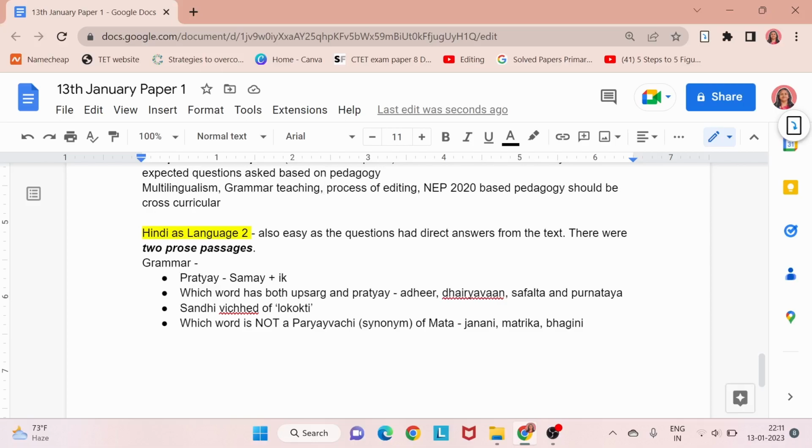Which word has both upsarg and pratyay? Now the options given were adhir, dhairyavan, safalta, and purnataya. I didn't find a word which had both upsarg and pratyay, but maybe my Hindi grammar is very poor. So if any of you know the correct answer, please put it in the comments below. There was Sandhi Vichhed of Lokokti, and which word is not a Paryayavachi of Mata. So there was Janani, Matrika, and one more, and there was this word Bhagini, which basically means sister.